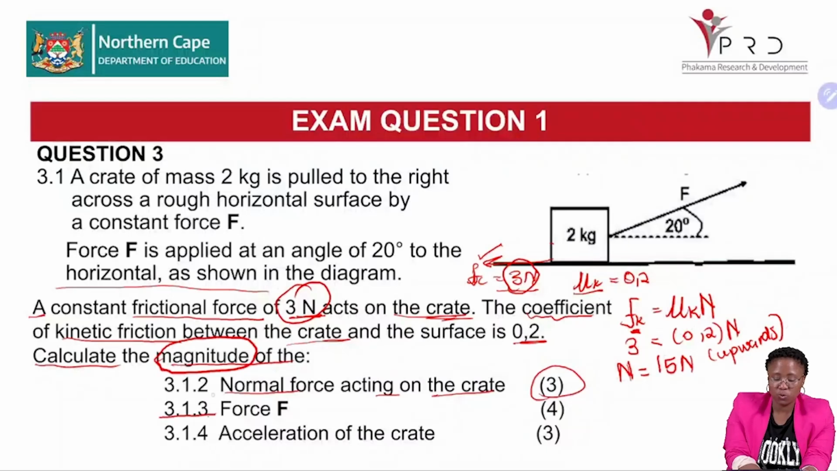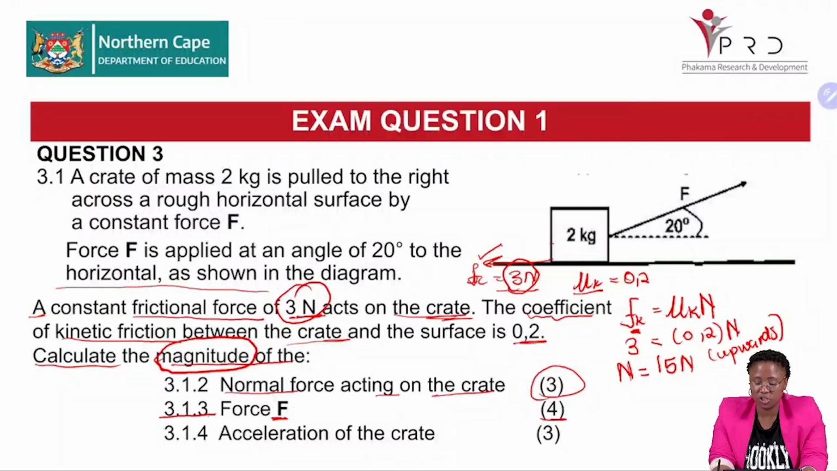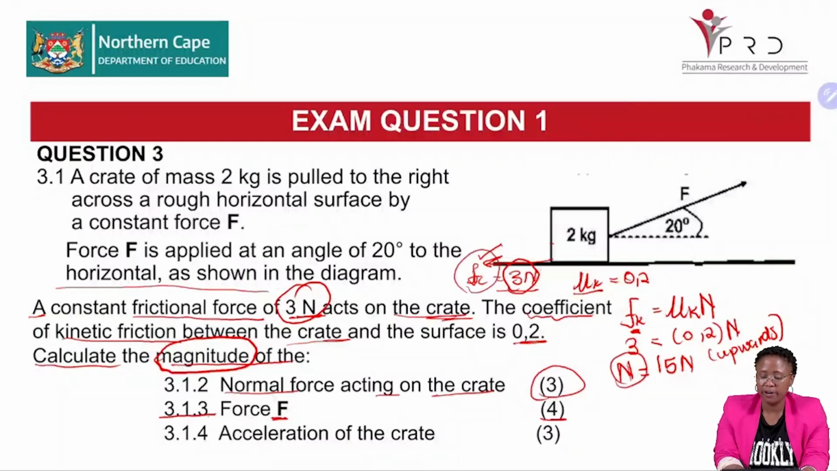Let's quickly go to 3.1.3. It says calculate the magnitude of force F. Again, you look at the mark allocation over there. Your mark allocation is 4 marks. Now, where do you want to start? Now, you look at what it is that you have. You have the normal force, you have the friction force, you have the coefficient of kinetic friction. So, which formula can help you to do that?